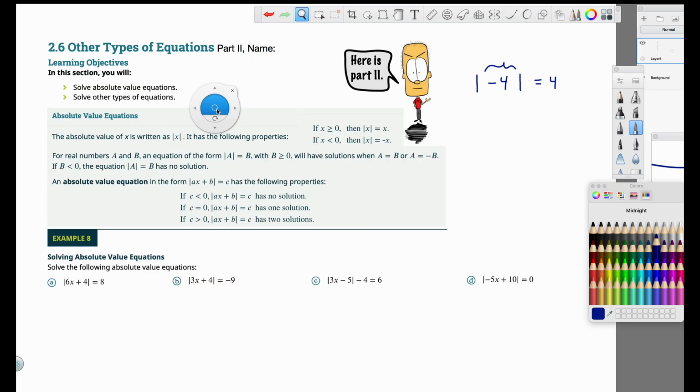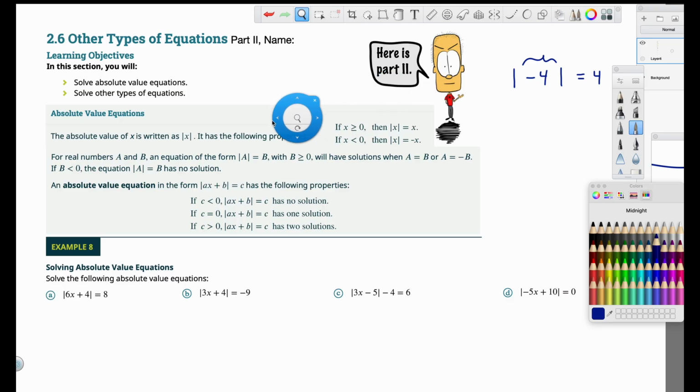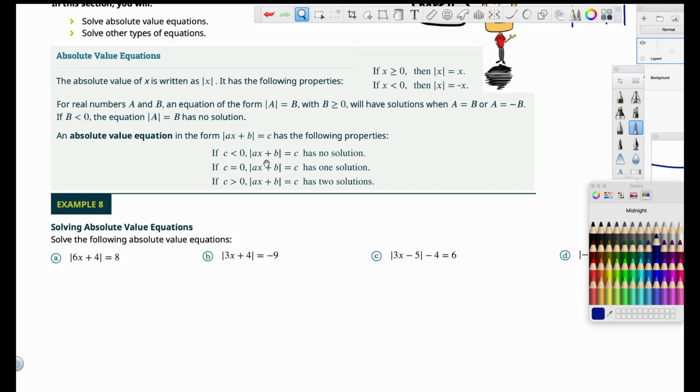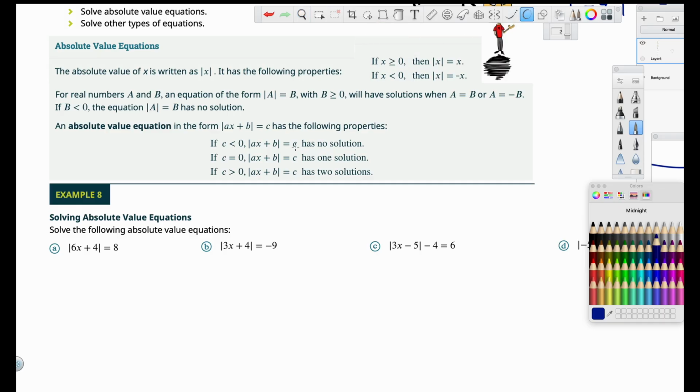Do the part 2 video for other types of equations. And for the first part here, we're going to be looking at absolute value equations. The thing about absolute value equations is that we could have 3 different possible scenarios for solutions.